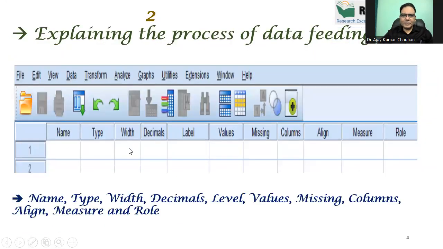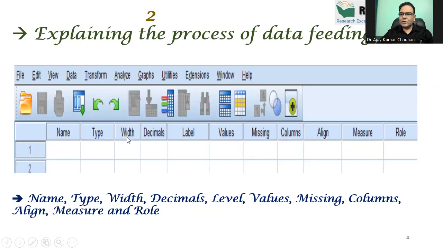And when we see the SPSS, we have the name of the variable and the type of the variable. There are two types of variable we have seen: one is string and the second is numeric. If you are using alphabets, it is string. If you are using numbers, it is numeric. Width means how many characters, because there are two widths, column width and character width.